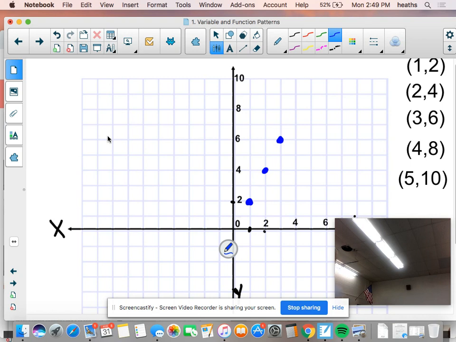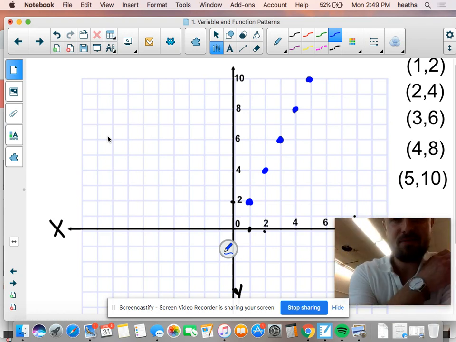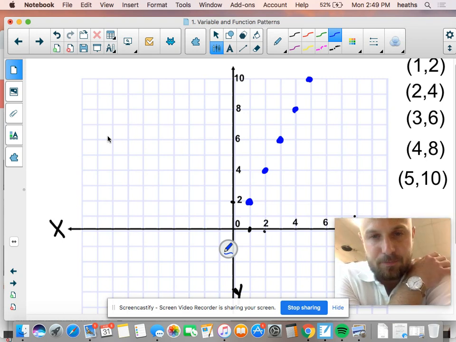I'm just going to finish this out. So 4 and 8, you find 4 on the x-axis. You go up to 8 on the y-axis, and there would be another dot. And finally, 5 and 10. That ordered pair, you're going to find the 5 on the x-axis, and you're going to find the 10 on the y-axis, and where those two intersect, it's going to go right there. So that's how you graph these ordered pairs.